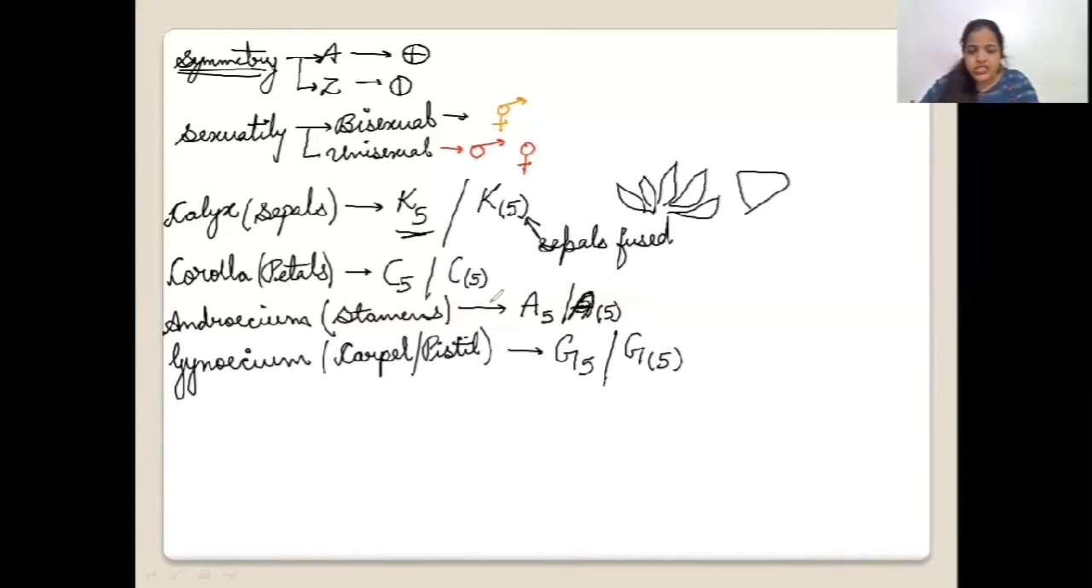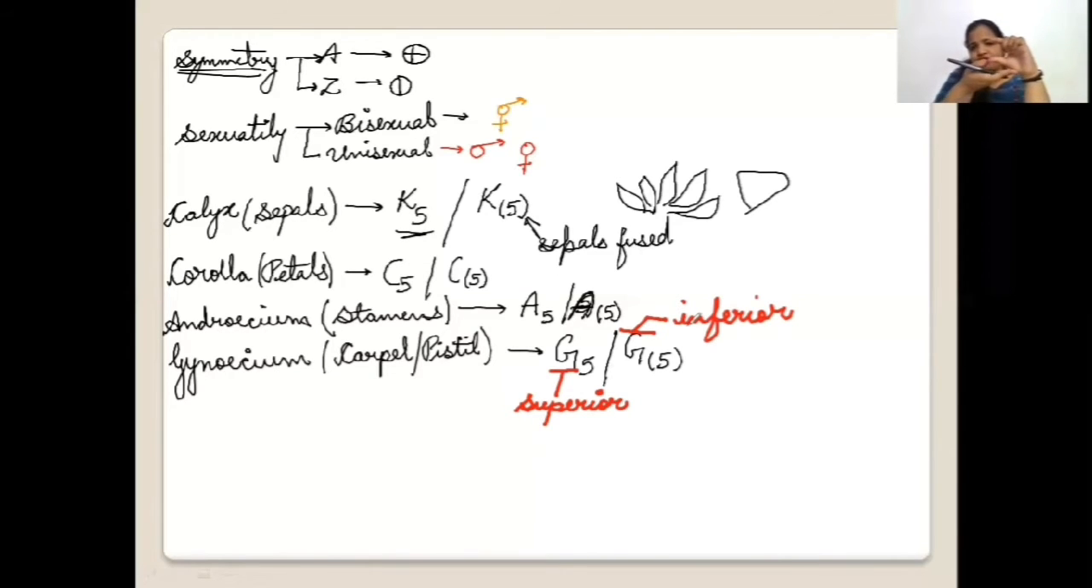Very, very easy. Now what if I have to represent the position of the ovary? I want to represent in my floral formula that the ovary is superior, then I put a dash below G. This shows that the ovary is superior or hypogynous flower. And if I put a dash above the G, it shows that the ovary is inferior. You can remember it like the G is the ovary and if the ovary is present above the dash, the ovary is superior, and if the ovary is present below the dash, the ovary will be inferior.